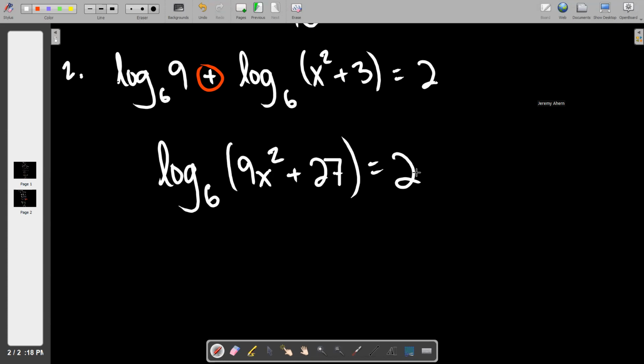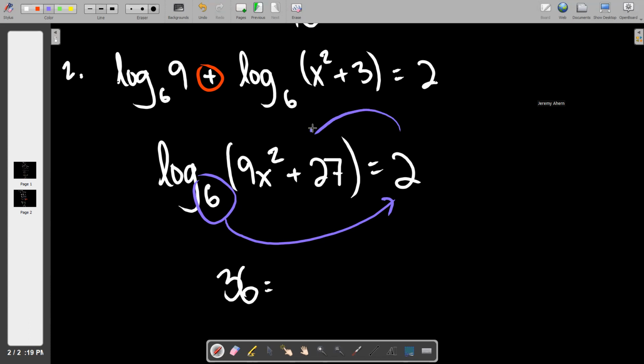It's beautiful. So we're going to cycle this thing up and out, and it's going to be this to the power of this, which is 36. And then it equals this. So we can say 36 is equal to 9x squared plus 27.